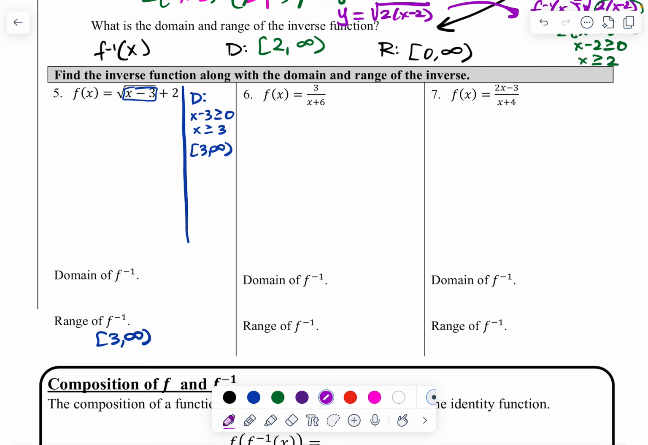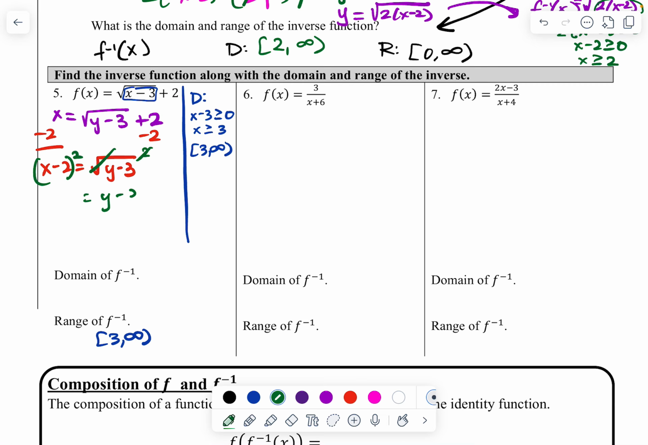So now let's go ahead and find the inverse. So if this is x equals the root of y minus 3 plus 2, let's go ahead and get y by itself, subtract the 2. We get x minus 2 equals the root of y minus 3. Square both sides to get rid of the root. And we get y minus 3 equals x minus 2 quantity squared. And then we're going to add the 3 to get the y by itself.